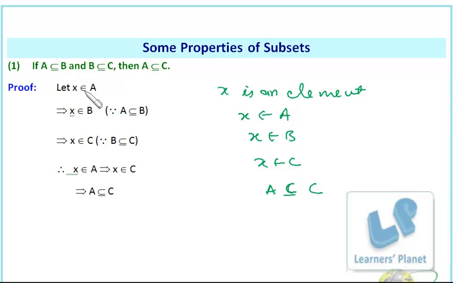We started with A is a subset of B. We assumed one element x that belongs to A. Since A is a subset of B, that means x belongs to B also. Now B is a subset of C, that means x belongs to C also, right? So we started with x belongs to A and we reached x belongs to C. That means A is a subset of C. This is the sign of subset, and this is the sign of proper subset.